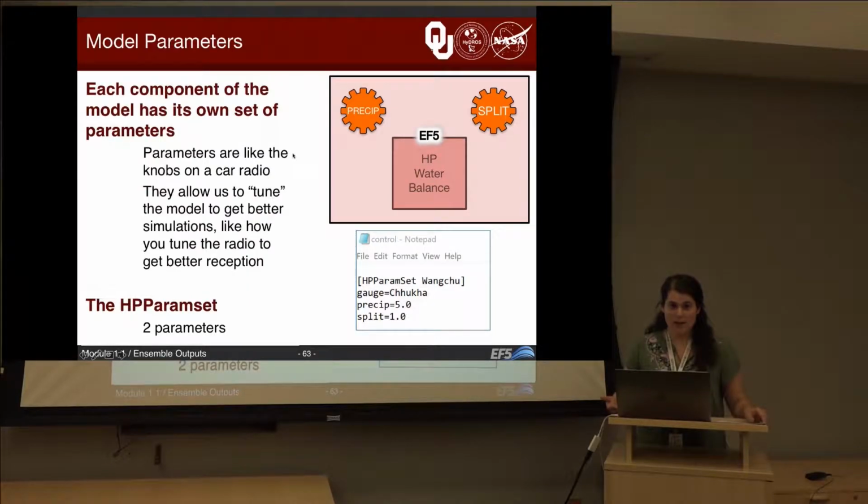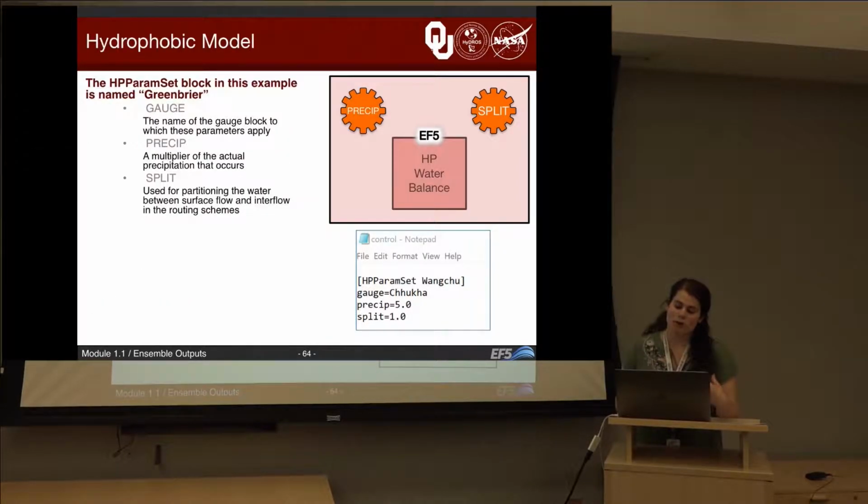Finally, the last water balance model that we're going to be looking at is the hydrophobic. So this only has 2 parameters, so it's not too difficult to model. It has the precip, which is that multiplier that we talked about, and then it has this one called split, which is used for partitioning the water between surface flow and inter flow in the routing schemes, and we just leave that at 1. So we don't actually have to calibrate this model at all. It doesn't need observations. It just takes in the precipitation, and it just routes it all downstream.